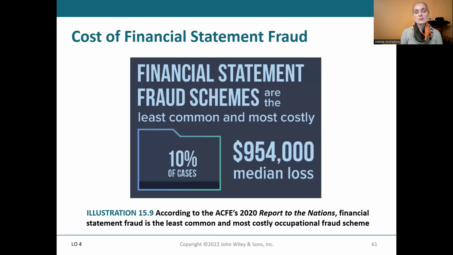The cost of financial statement fraud is quite large compared to asset misappropriation schemes. As we saw with asset misappropriation schemes, the median loss was $100,000. With financial statement fraud, you have a median loss of almost $1,954,000. However, financial statement fraud is a significantly lower proportion of all fraud cases, and only 10% of the fraud cases are financial statement fraud.